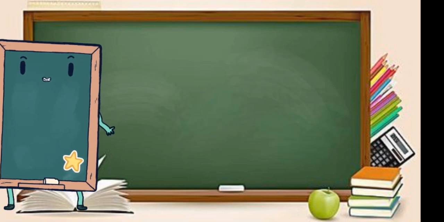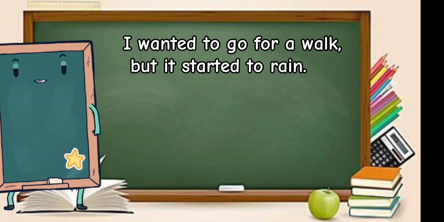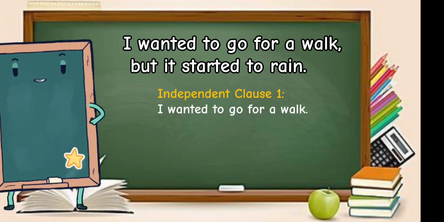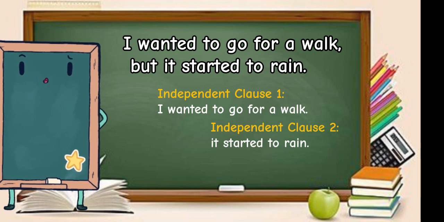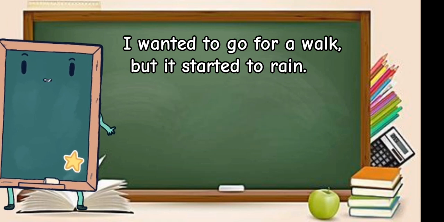Examples of compound sentences. Example number 1. I wanted to go for a walk, but it started to rain. Independent clause 1. I wanted to go for a walk. Independent clause 2. It started to rain. Conjunction, but.